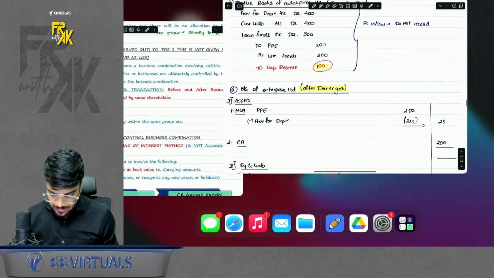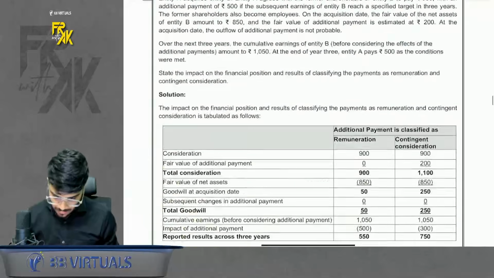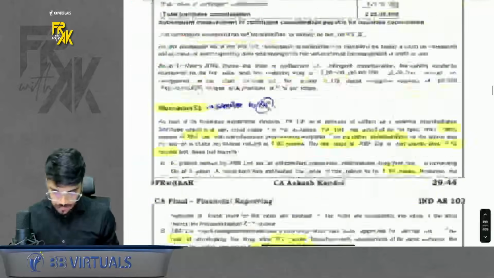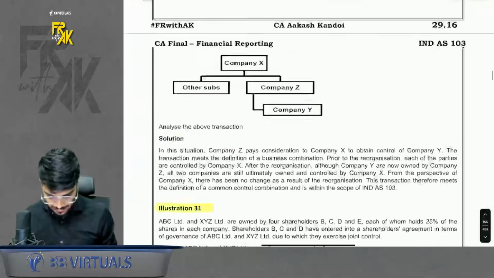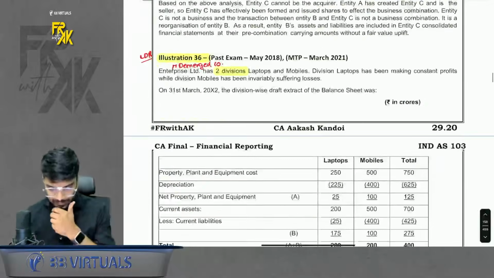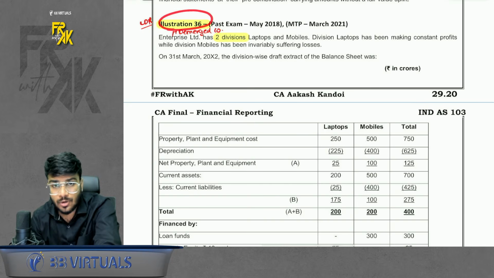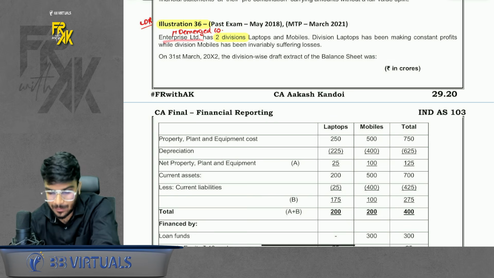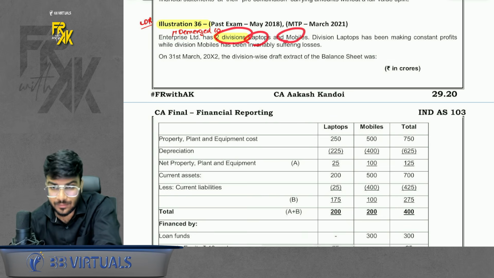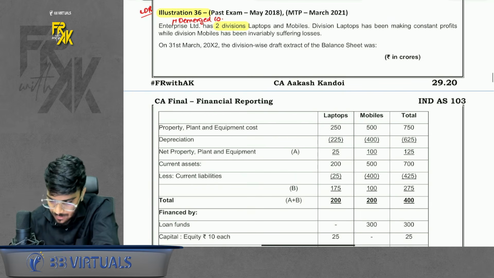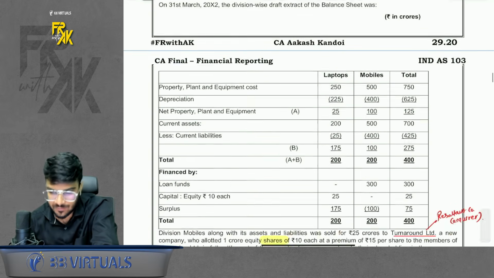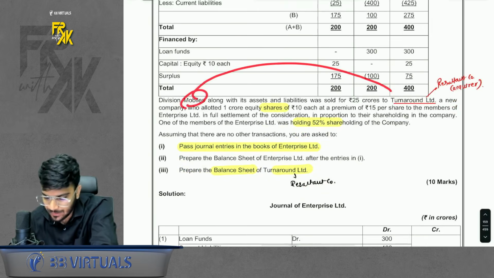Now we will revise some questions based on common control and demerger. So the first question was illustration number 36, I guess. Let's revise this question very easily. Illustration 36 talks about a company, Enterprise Limited, which has two divisions, a laptop division and a mobile division. Now what is happening is they are removing the mobile division. I'll simplify this for you. It has been transferred to Turnaround Limited.